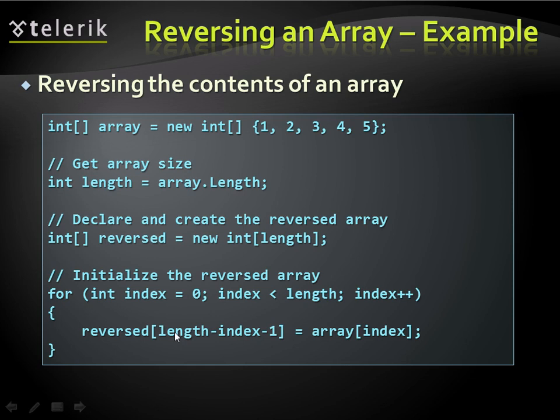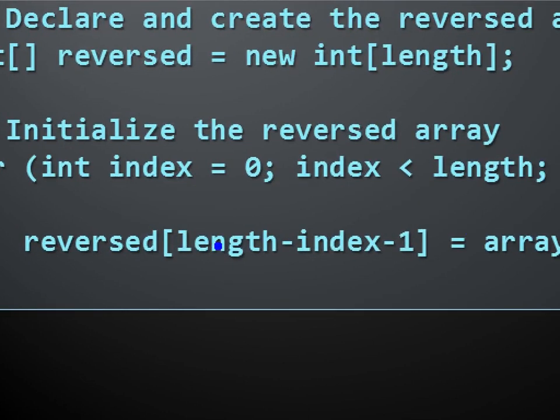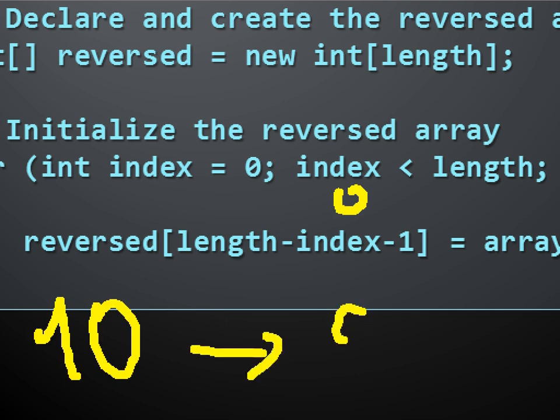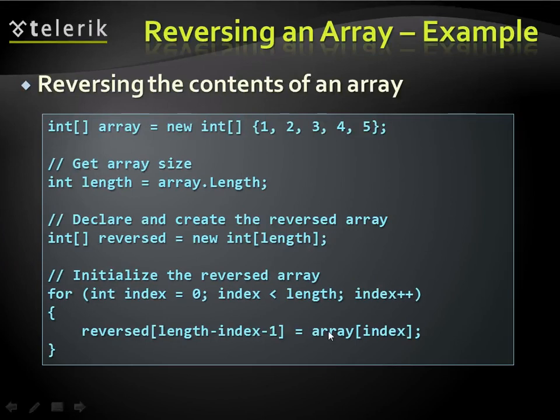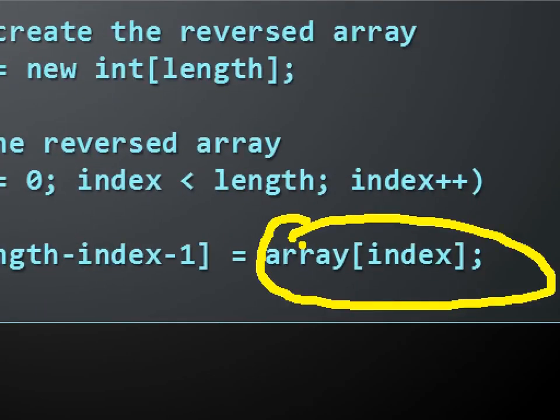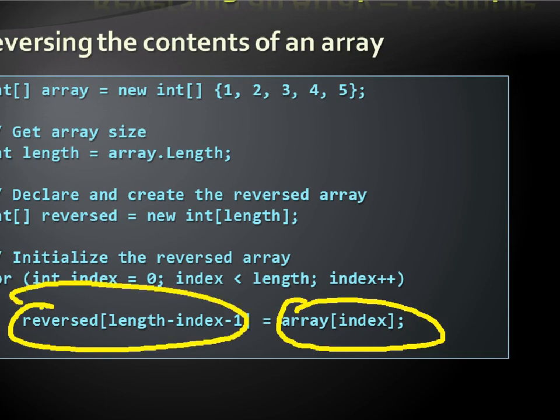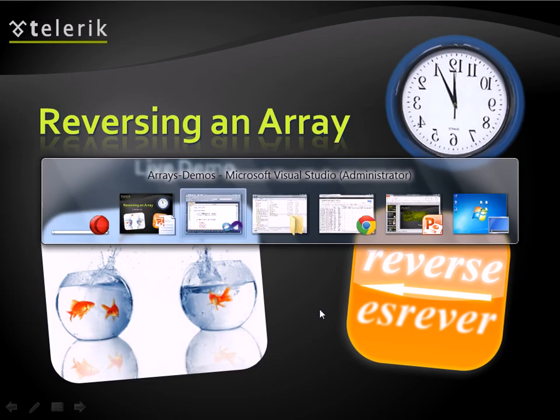So how does it work? It calculates the new position of each element, which is the length minus the current position minus 1. For example, if we have 10 elements and the index is 0, we'll have 9. And the 0 element will take the 9th position in the new array, etc. So this is something easy, not complex, and it demonstrates a few things. The first is how to create and allocate an array, and the second is how to access an array by index, and it shows that it's possible to read and write array elements. Not only read, but you can also write, modify and change the position.